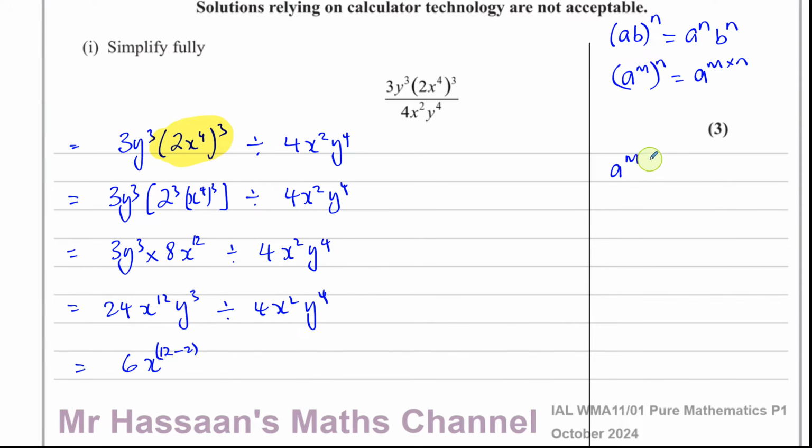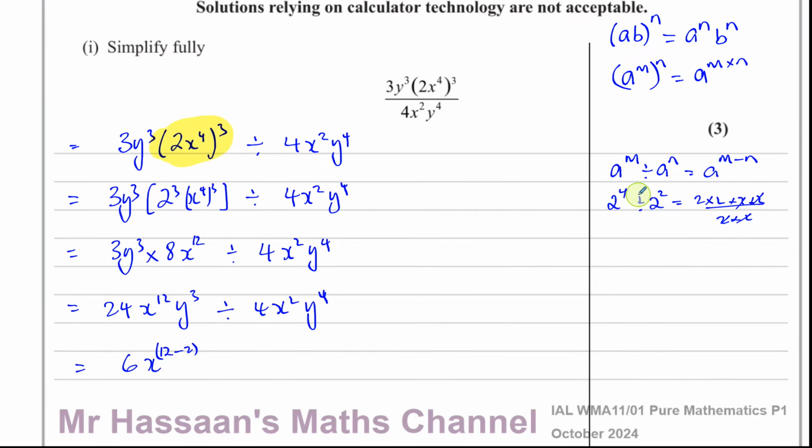a to the power of m divided by a to the power of n is the same as a to the power of m minus n. Okay, and you can see that in action. For example, if you have 2 to the power of, say, 4 divided by 2 to the power of 2, it's like you got 2 times 2 times 2 times 2 over 2 times 2, and 2 of the 2's cancel out, leaving you with 2.